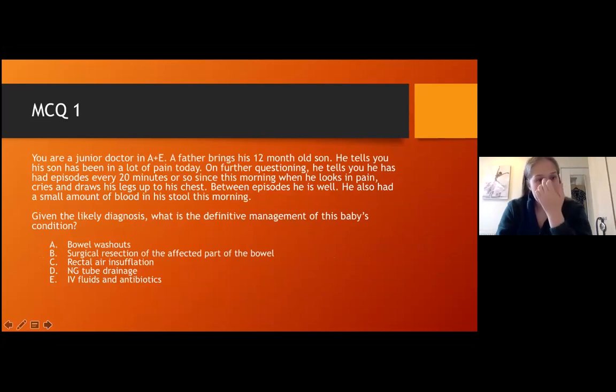So before we move on to the next topic, we're just going to do a little MCQ to test your knowledge. So you're a junior doctor in A&E. A father brings his 12-month-old son. He tells you his son has been in a lot of pain today. On further questioning, he tells you he's had episodes every 20 minutes or so since this morning. When he looks in pain, he cries and he draws his legs up to his chest. Between each of these episodes, he's well. He also had a small amount of blood in his stool this morning. Given the likely diagnosis, what is the definitive management of this baby's condition?